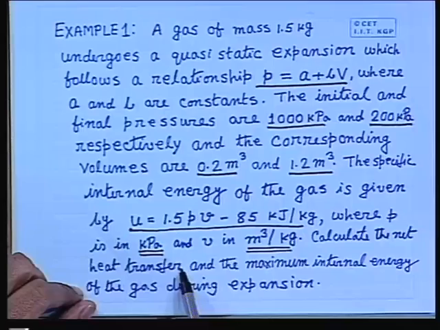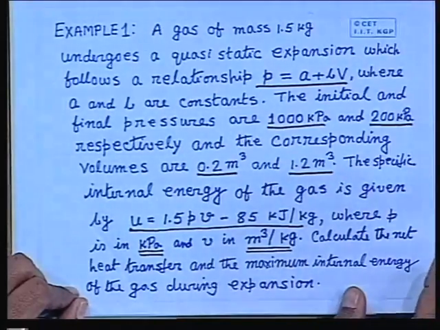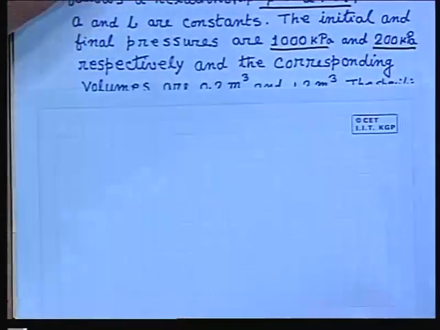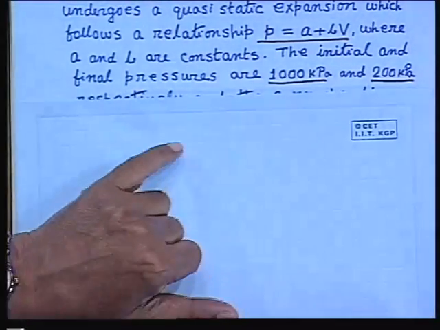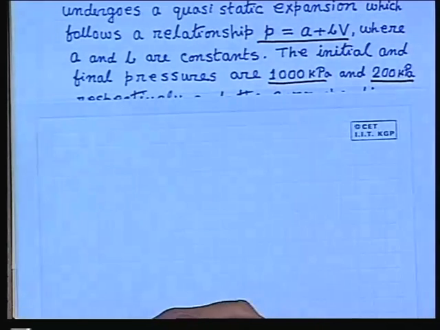Calculate the net heat transfer and the maximum internal energy of the gas during expansion. The problem is clear to you. So, now how to solve the problem? First of all, we will have to find out the net heat transfer. This is a problem of a closed system. So for a closed system, we will always write the first law in this fashion, as we know already.